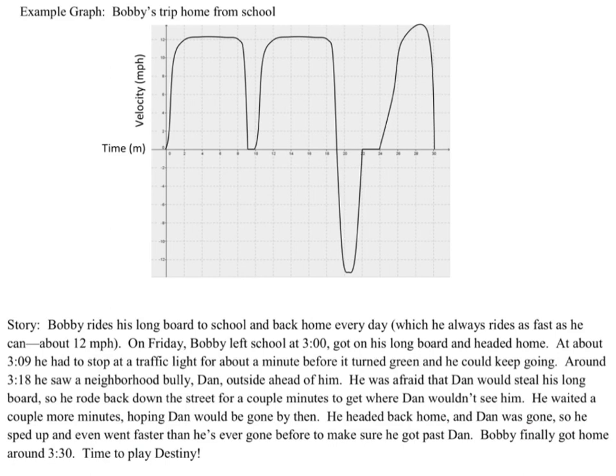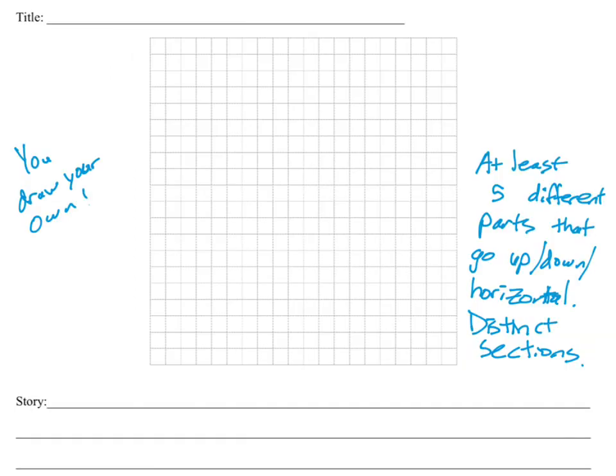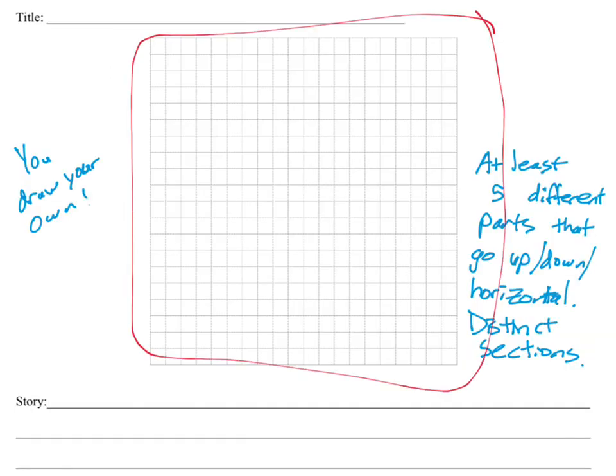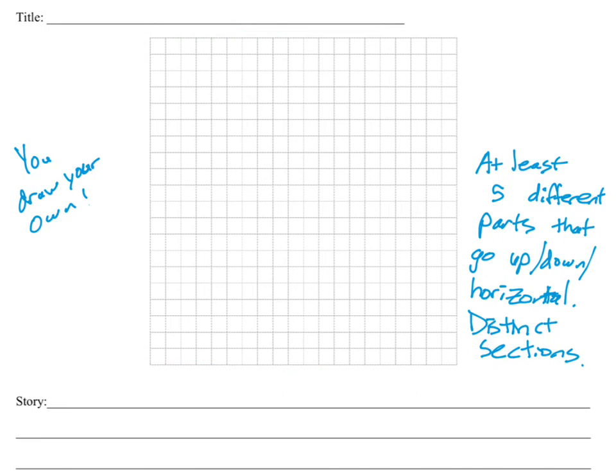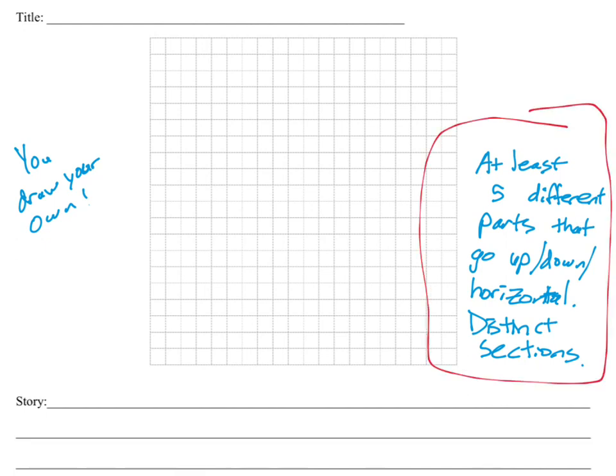And this is an example I want you to do on yours. So on the back here, you have a blank grid. I want you to draw your own function, and then down here, I want you to write your own story. You may notice there's a number of lines there. I would like for you to fill up those lines with your story. Use real sentences, periods, punctuation, that sort of stuff. Practice your writing. But in your function, I want you to have at least 5 different parts that go up, down, horizontal, whatever. I want 5 distinct sections.